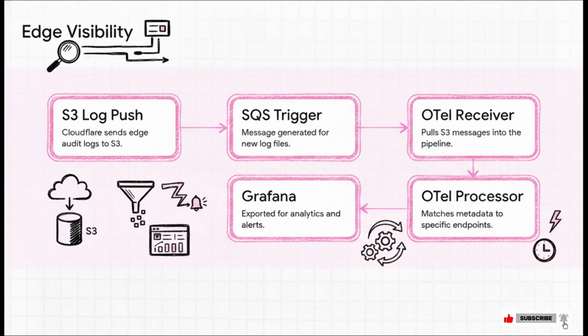To fix this massive blind spot, DoorDash leveraged those OpenTelemetry Lego blocks we talked about earlier. First, Cloudflare pushes edge audit logs directly into an S3 bucket. That action immediately triggers an SQS message, which essentially tells a custom OpenTelemetry receiver, hey, pull these new log files into the pipeline. Next, a custom processor reaches out to DoorDash metadata to precisely match those logs to the specific internal endpoint the blocked call was originally meant for. Finally, it exports that enriched data over to Grafana. Now, product teams can set up super accurate alerts and see exactly when their upstream customers are failing, allowing them to troubleshoot the problem immediately.